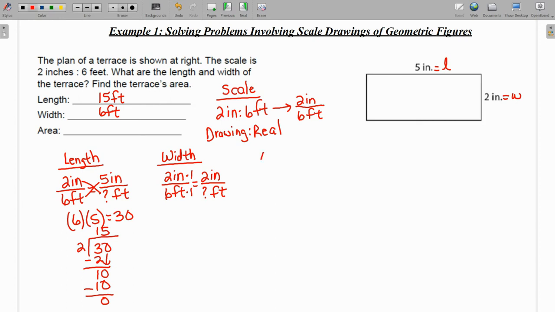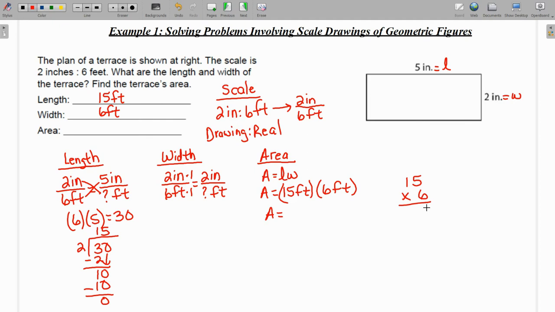Now, for my last part, area, they want us to find the area of this figure in real life. When we talk about area, we use a formula that says area is equal to length times width when we have a square or a rectangle. In this problem, the length we found in real life is 15 feet, and the width we found in real life is 6 feet. So I'm just going to take 15 times 6 over here to the side.